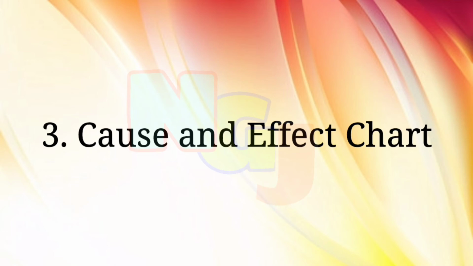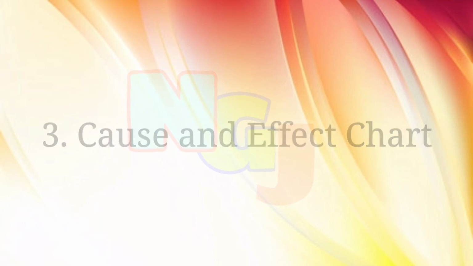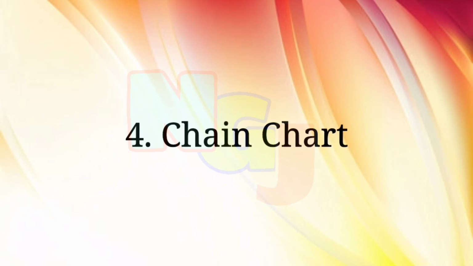So the facts and the ideas should be arranged from left to right. So this is the cause and effect chart. And the next chart is the chain chart. Here, the chain chart is nothing but the facts and the ideas arranged in a circular or semicircular arrangement.